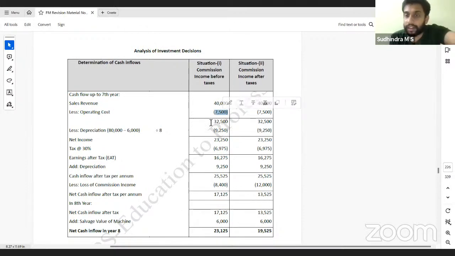Operating cost is 7,500. They themselves have given us 32,500. Depreciation is 80,000 minus 6,000 divided by 8, which is 9,250. Then net income, tax at 30%, earnings after tax, add back depreciation, and we get cash flow after tax.